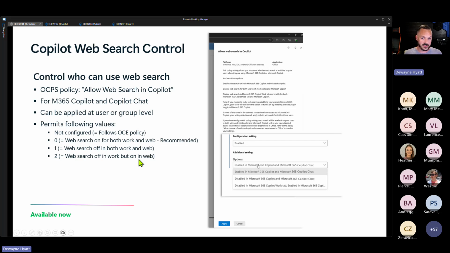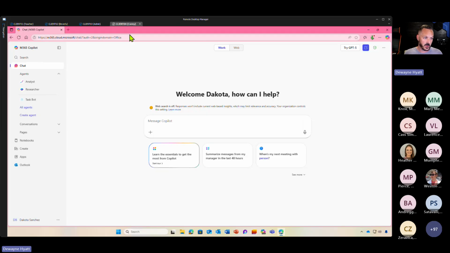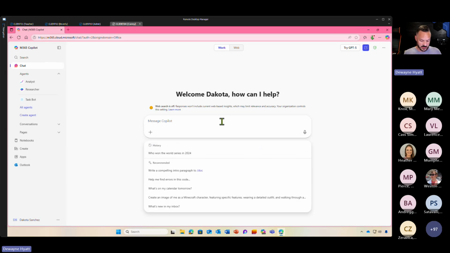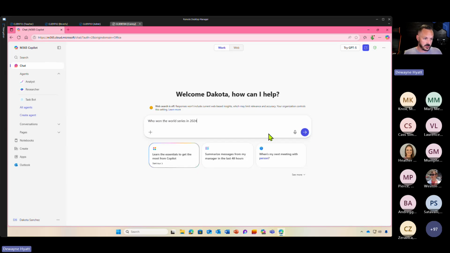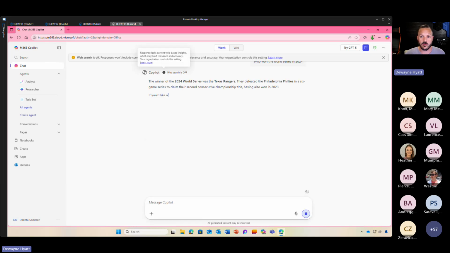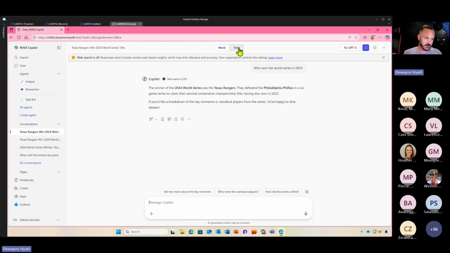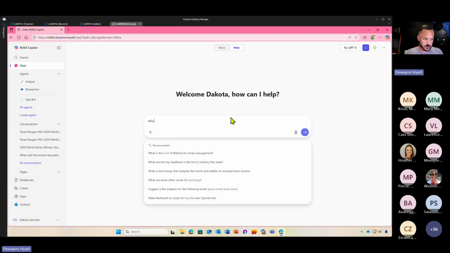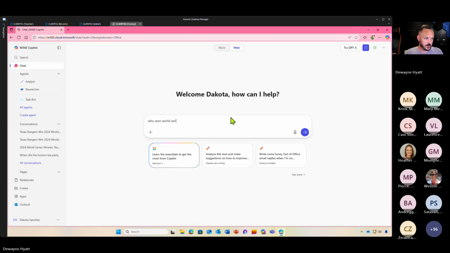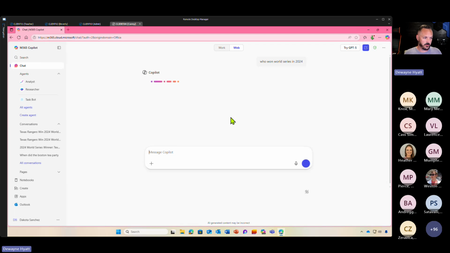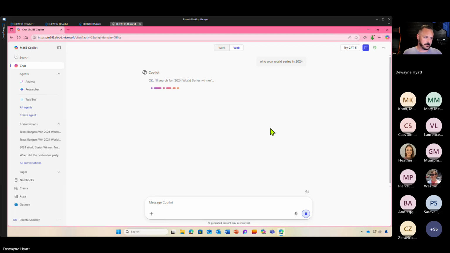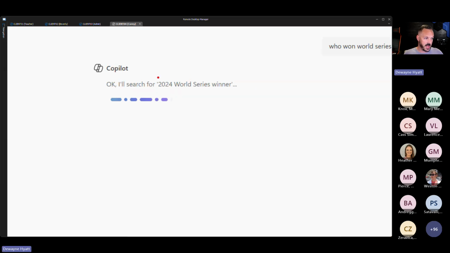I know that was a lot of the same words that I said in a lot of different ways, but ultimately what it means is if a licensed user is on the work tab and they try to ask who won the World Series in 2024, they will get the wrong answer because they cannot get to the web at all. Now, if they were to pivot and go over here and ask who won the World Series in 2024, see, it says right there, it says, I'll search for 2024 World Series winner. Guess what words got sent to Bing?